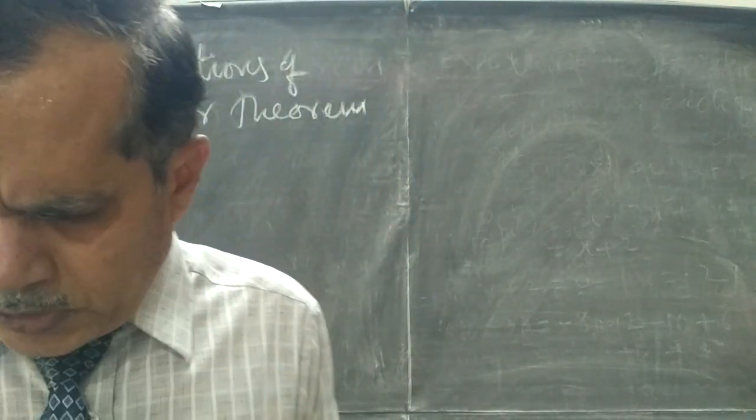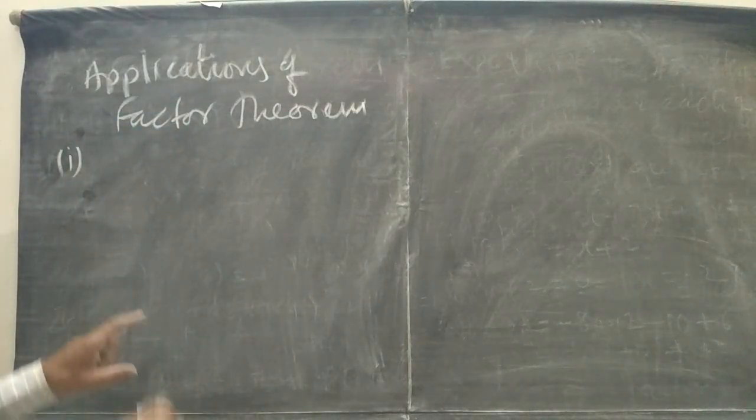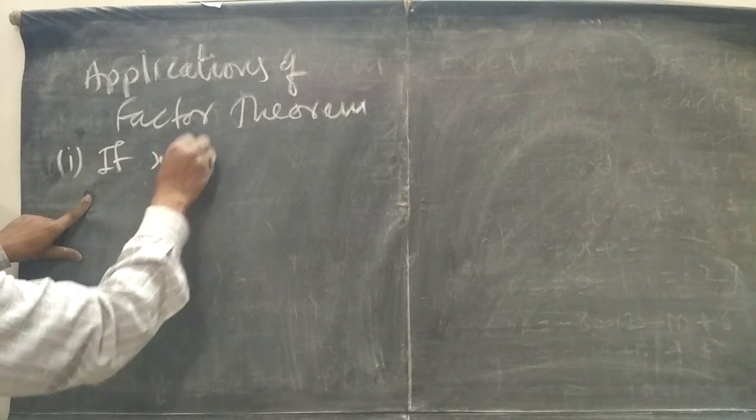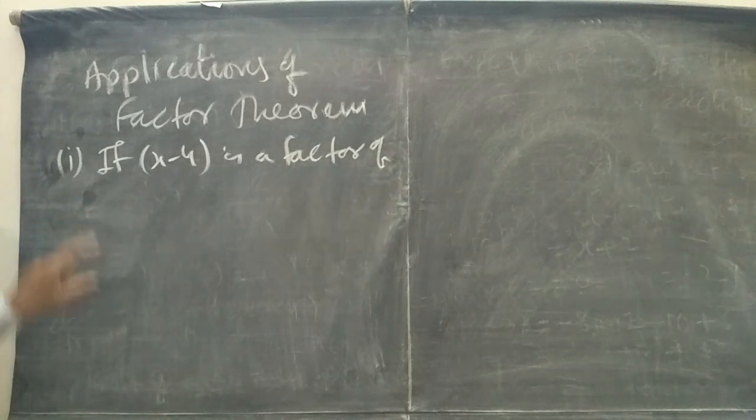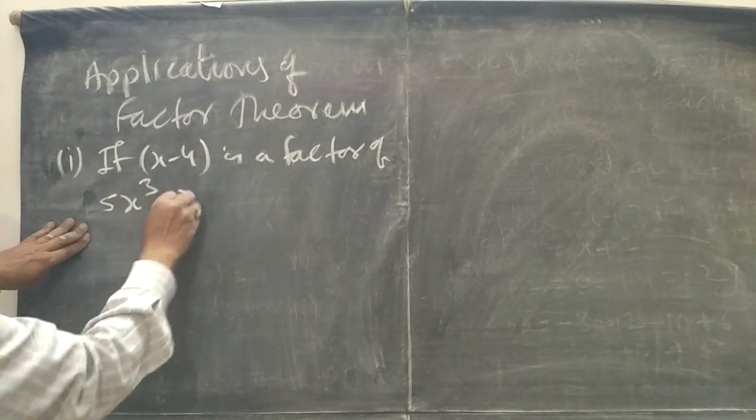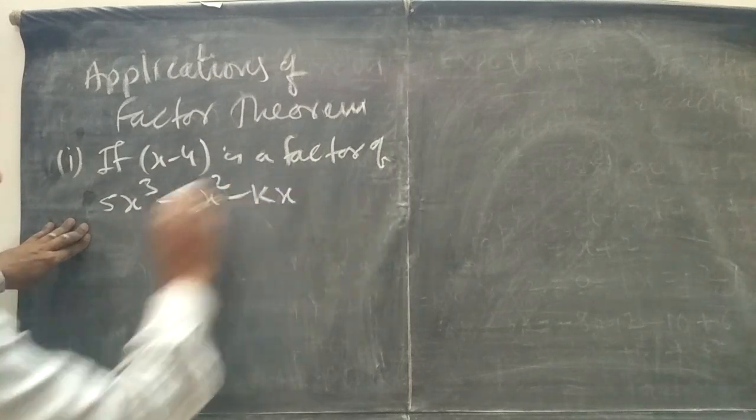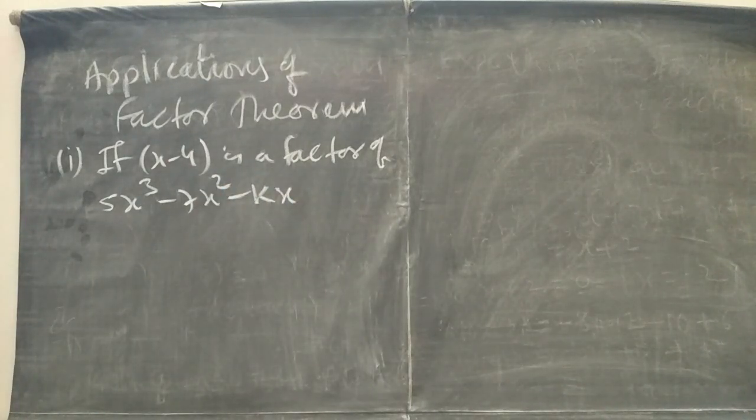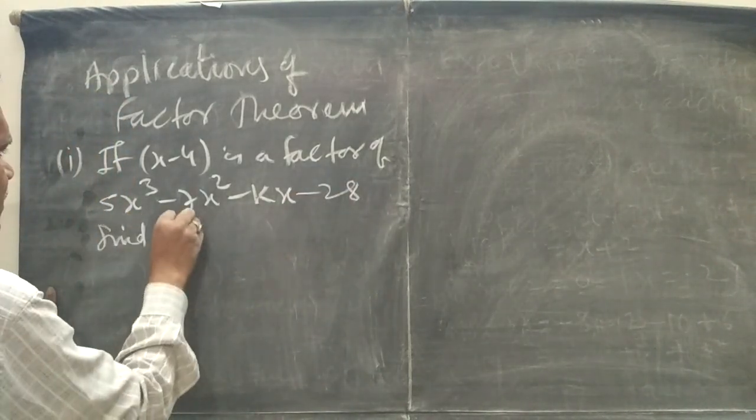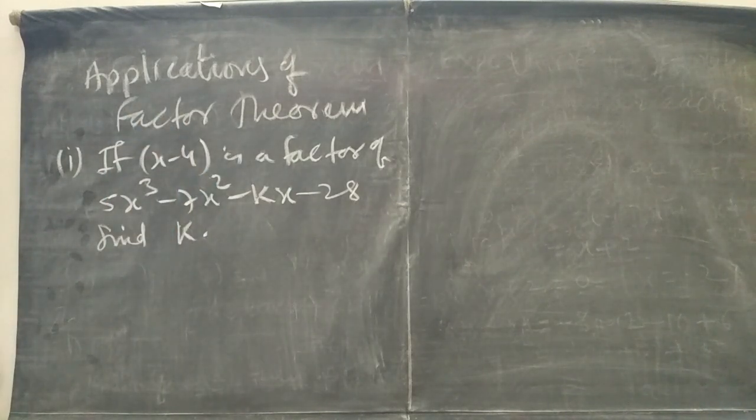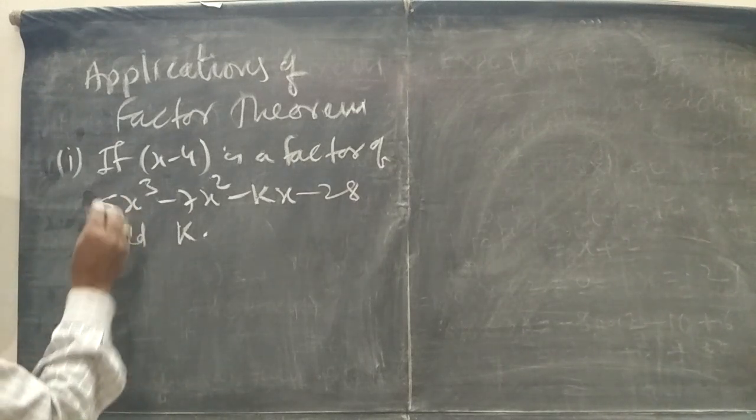Now see, if x minus 4 is a factor of 5x cube minus 7x square minus kx minus 28, find k. See, x minus 4 is a factor, means the remainder equals what? 0. So from this polynomial we will find the direct remainder.